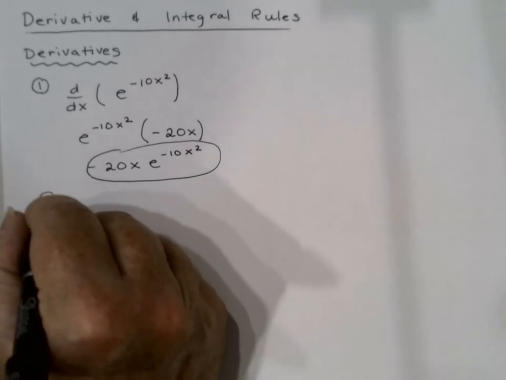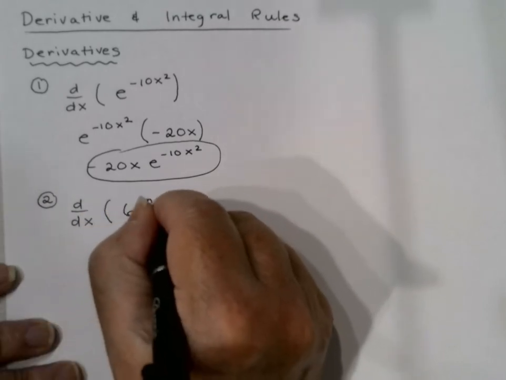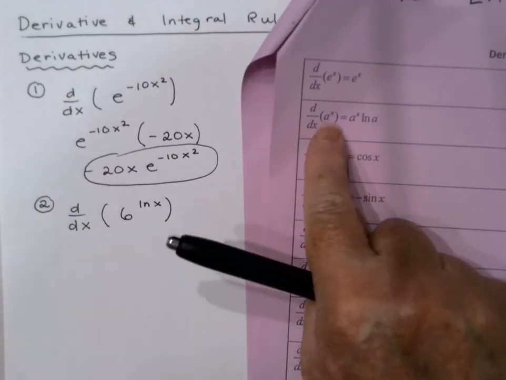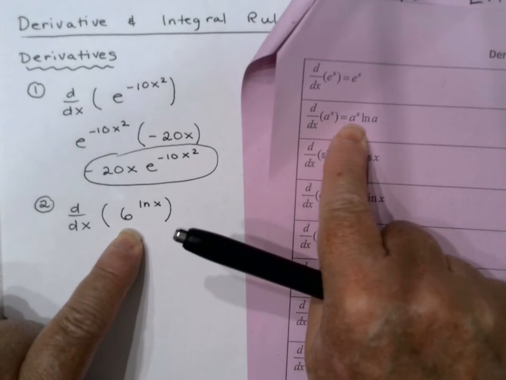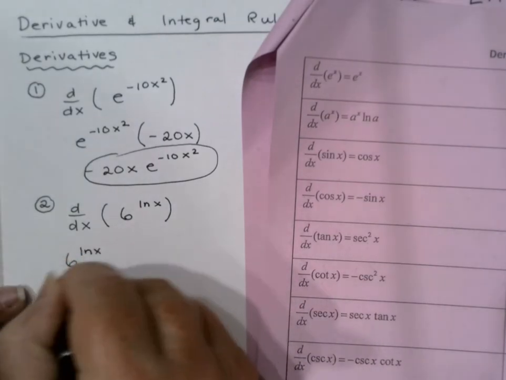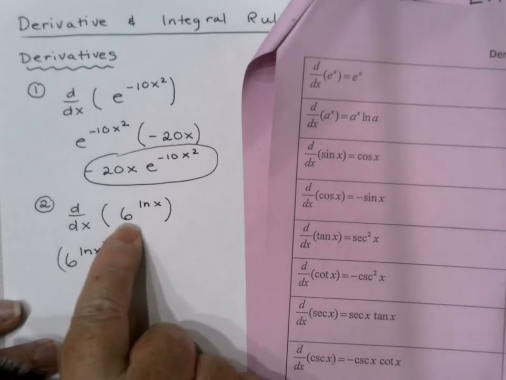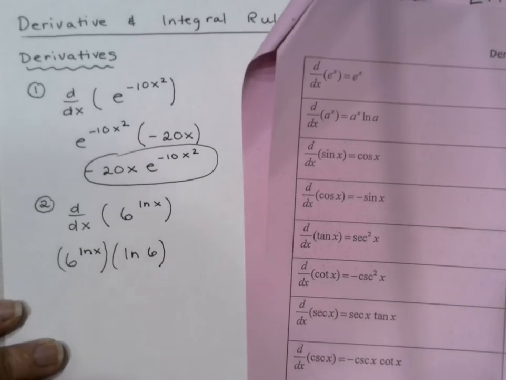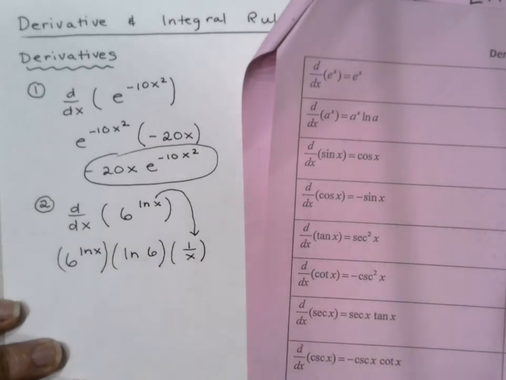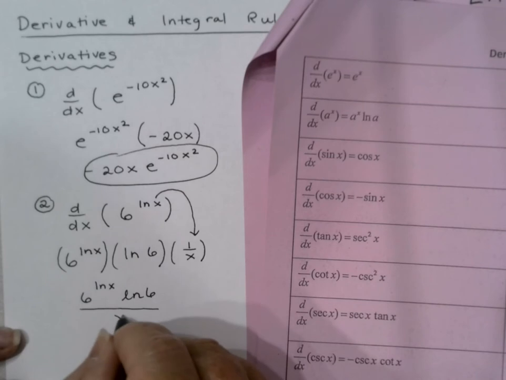Let's do a problem where the base is not e. Let's try the derivative of 6 to the ln x power. Now notice, according to our little list here, when we take the derivative of any base to a power, again, we start by getting back exactly what we started with. So my first part of my derivative is still going to be 6 to the ln x power. I then have a multiplier of the natural log of the base. So in this case, that would be times the natural log of 6. And then don't forget your chain rule. The derivative of ln x would be 1 over x. So I'd have 6 to the ln x, ln 6 over x.